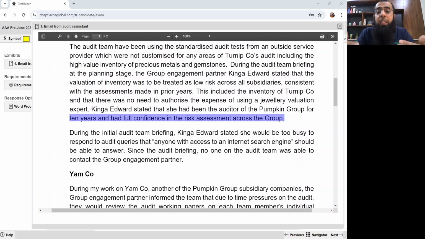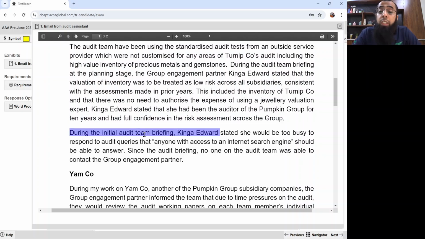How can the same engagement partner do audit for 10 years? The maximum permitted time limit is 7 years. It's a listed entity. How has he been doing audit for 10 years? What about the firm's client acceptance procedures? Aren't the ethical requirements working properly? How can the same partner do audit for 10 years?